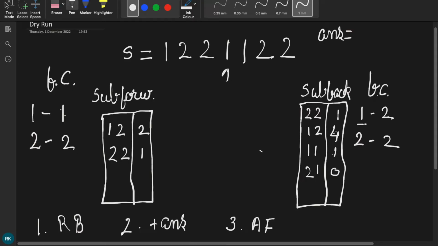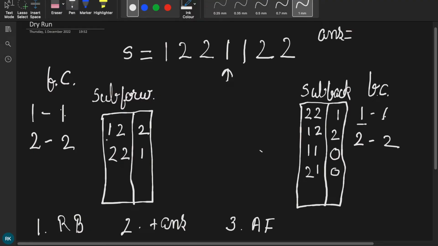Then we move to this 1. First we remove from the back. So the count of this 1 becomes 1 in the backward counter. Then we traverse the backward counter. 1 1 was having count of 1. We make it 0. And 1 2 is having count of 2. Here it is 4. So we make it 4 minus 2, that is 2. Then we add to our answer.